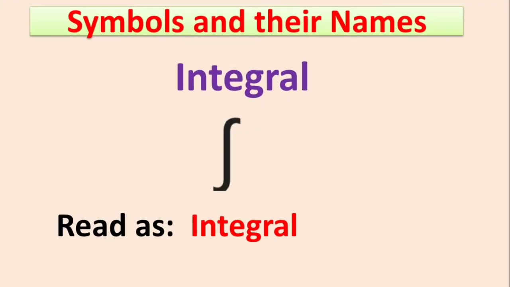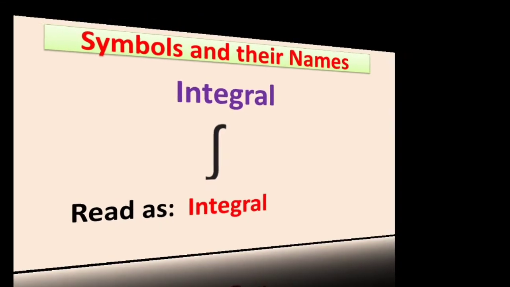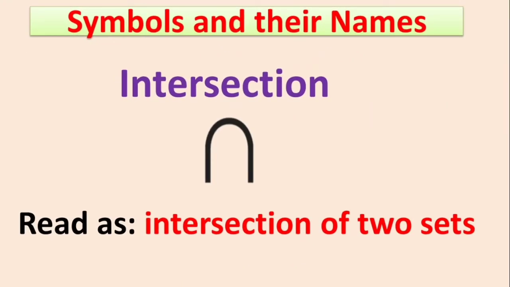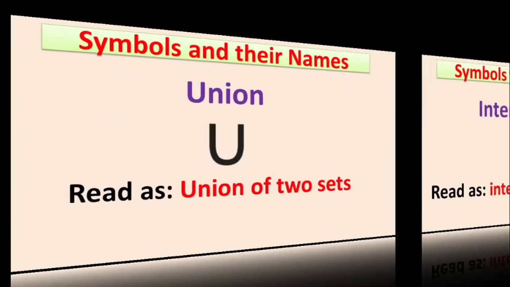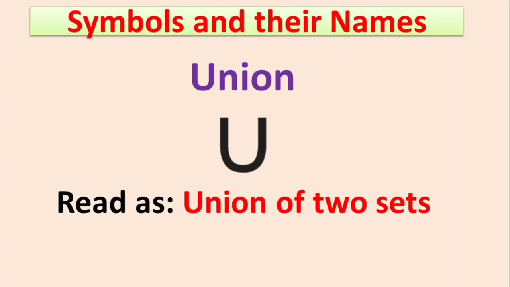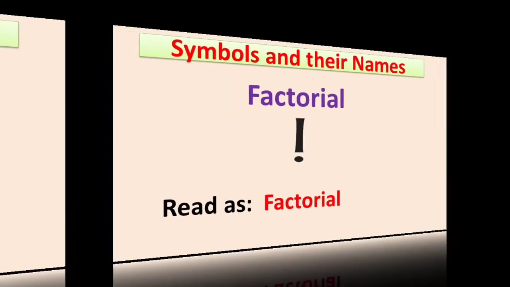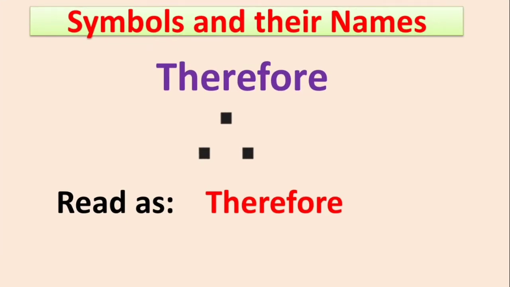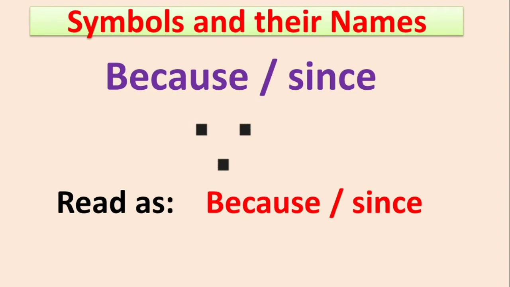This next symbol you are watching is of integration. It is also called as integral symbol. It is read as integration of. Then the symbol shown in this slide is of intersection. It can be read as intersection of 2 sets. Next symbol is similar to U. It is of union and read as union of 2 sets. Then after that, this is the symbol of therefore. It is read as therefore. Then after that, this is the symbol of because or since.